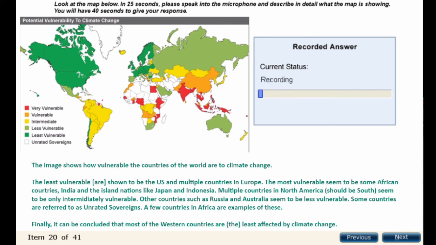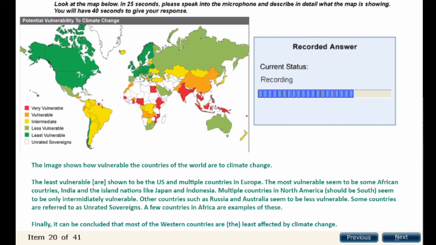The image shows how vulnerable the countries of the world are to climate change. The least vulnerable is shown to be the US and multiple countries in Europe. The most vulnerable seem to be some African countries, India, and the island nations like Japan and Indonesia. Multiple countries in North America seem to be only intermediately vulnerable. Other countries such as Russia and Australia seem to be less vulnerable.